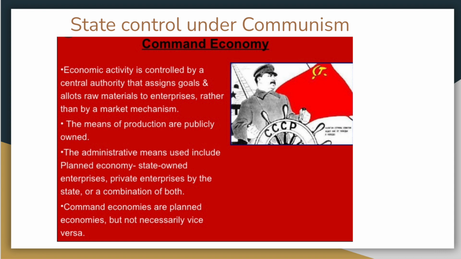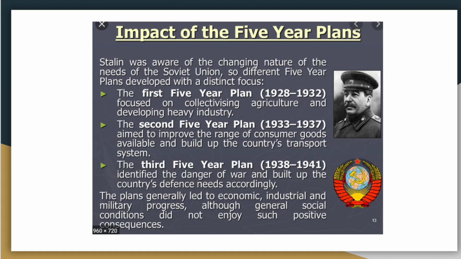Go to slide 16. Stalin, the totalitarian leader of the Soviet Union, set up a series of 5-year plans. The first, he wanted to focus on collectivizing agriculture and developing heavy industry. This person, Stalin, wanted to industrialize in a way that no one's ever seen before because he wanted to do it at such a fast pace.